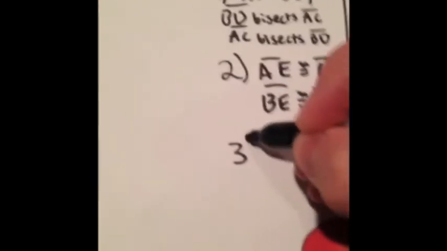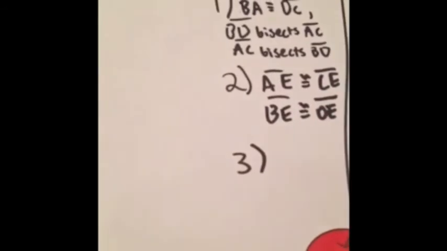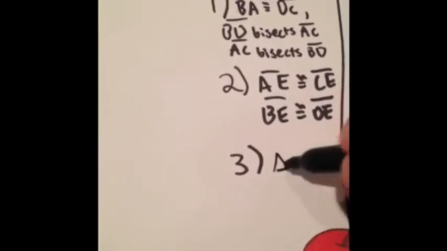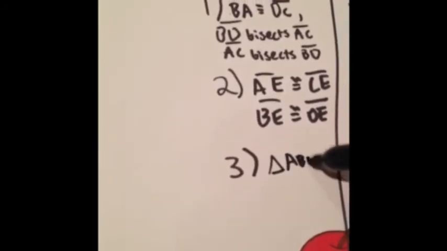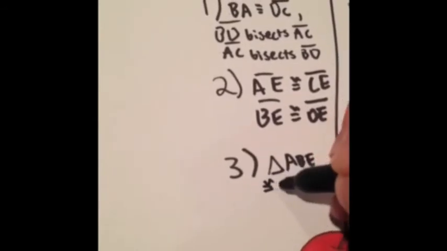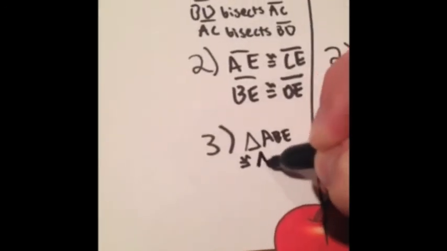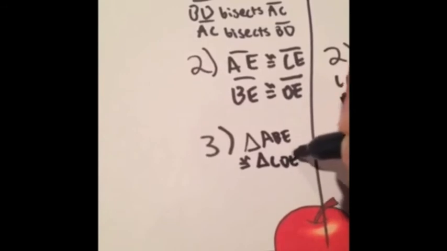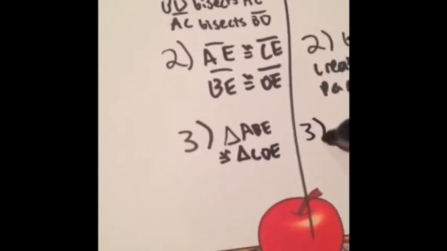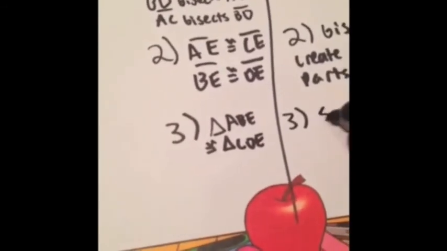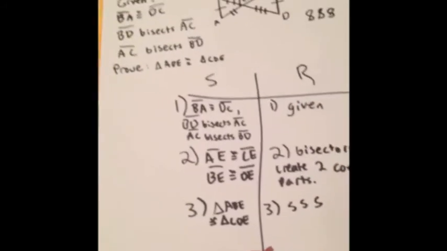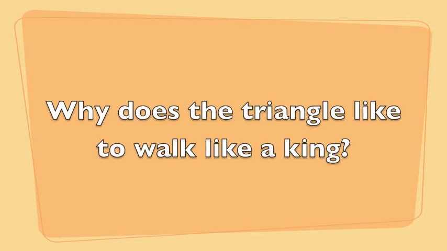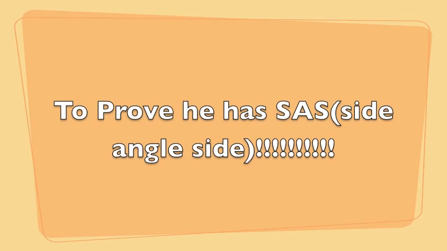And then you would state what you want to prove, which is triangle ABE is congruent to triangle CDE, and it is congruent by side, side, side.